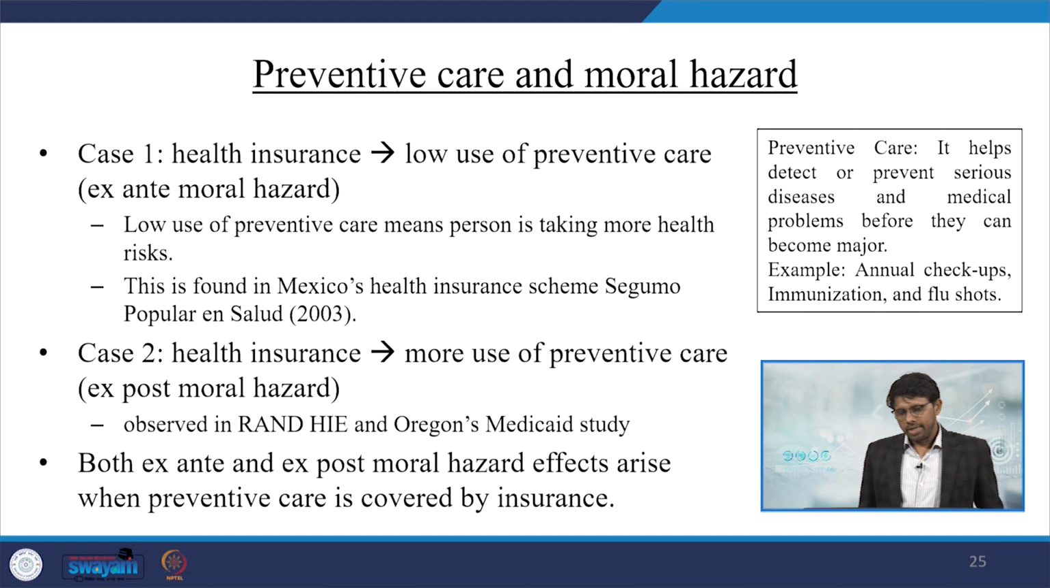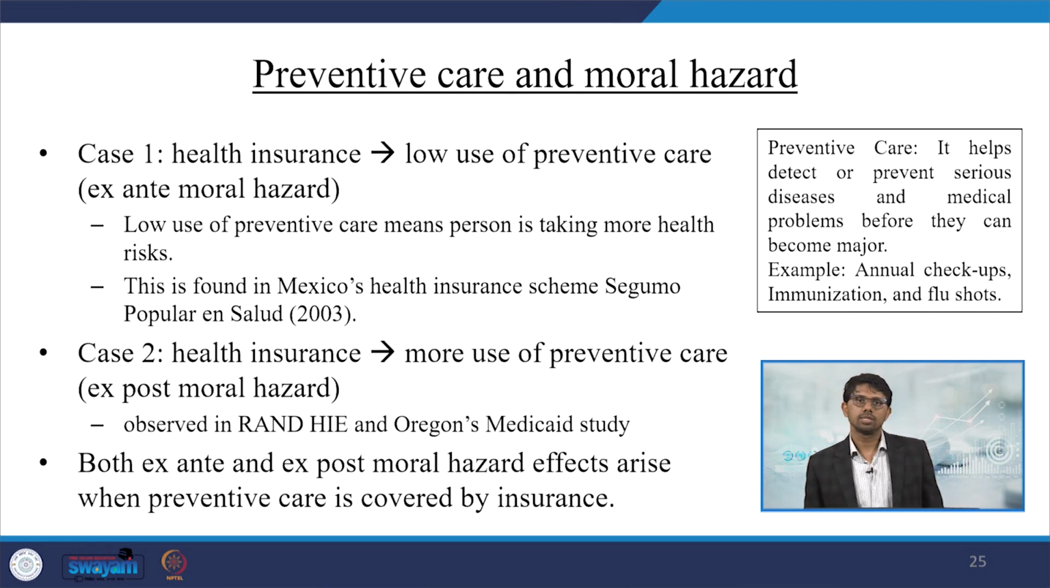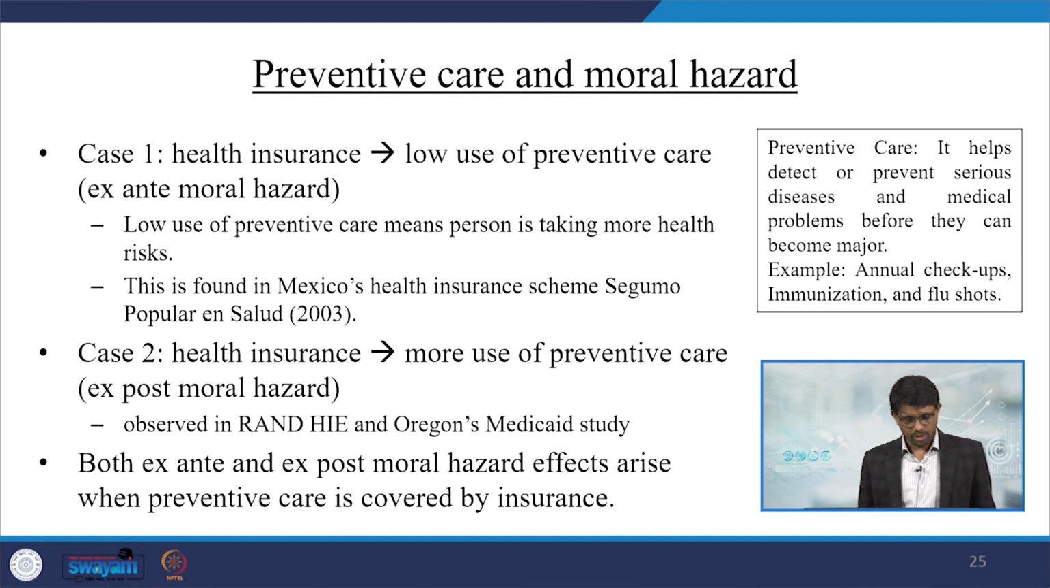Another topic is preventive care and moral hazard, and how it is controlled. Low use of preventive care means a person is taking more health risk. This is found in Mexico's health insurance scheme called Seguro Popular de Salud, 2003. Another case is more use of preventive care, which exposes the moral hazard problem, as cited with the RAND HI experiment and Oregon's Medicaid study. Both ex ante and ex post moral hazard effects arise when preventive care is covered by insurance.